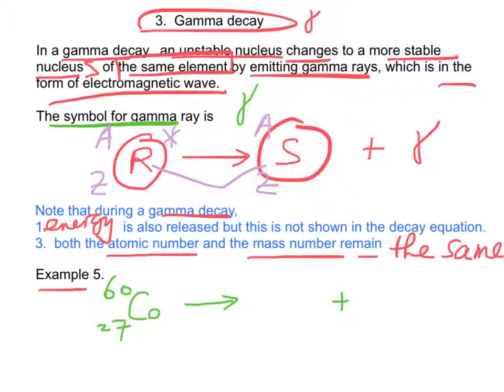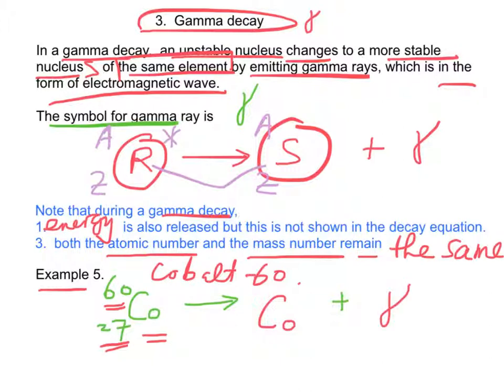Example 5. For the gamma decay of cobalt-60, cobalt-60 with atomic number 27 decays to produce a daughter nucleus, which is also called cobalt, with the same mass number and atomic number. The only difference is that the parent nucleus has a higher energy than that of the daughter nucleus.